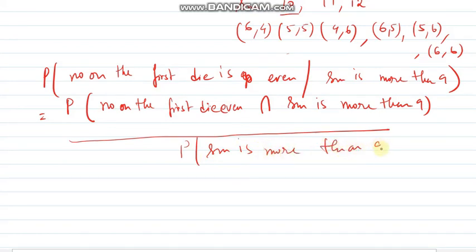Right? So what is the probability of the intersection of these two? Just check when the sum is more than 9 and the first digit is even: 1, 2, 3, 4. These are 4 cases. So the answer will be 4 divided by 36, divided by 1, 2, 3, 4, 5, 6, that is 6 divided by 36. That will be 2 divided by 3.